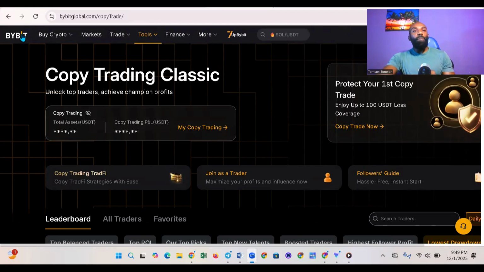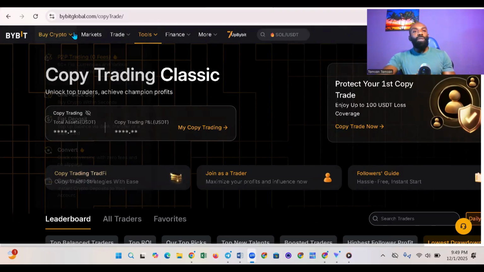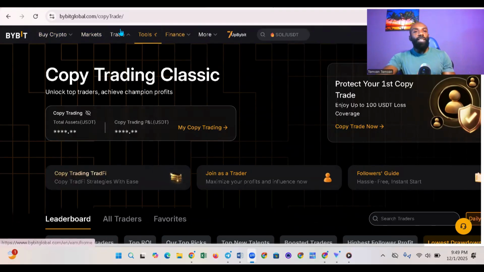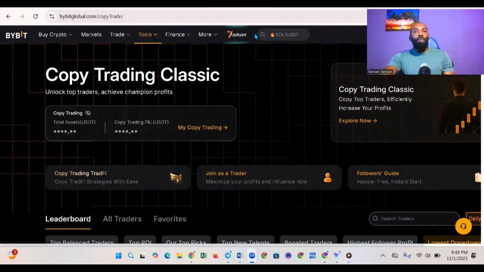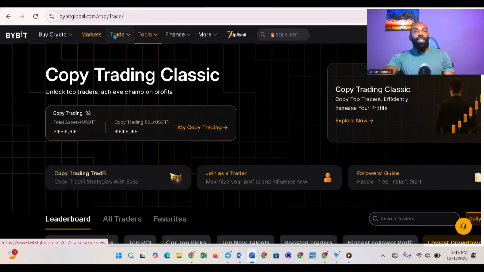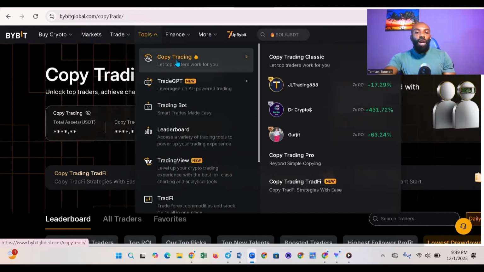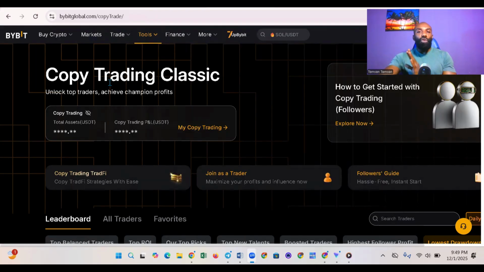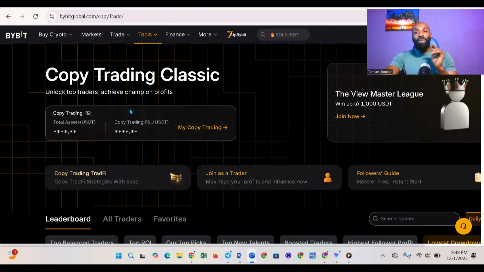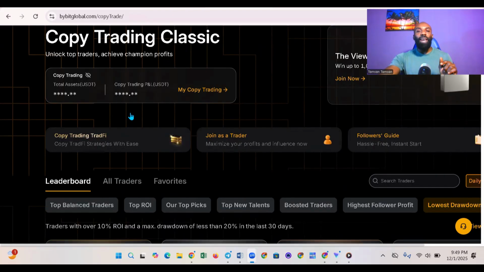So when you sign up on Bybit, you're just going to come up here. You can see those things up here: crypto market, trade and all that. All you need to do is come to where it says tools here. When you hover your mouse over the tools, you're going to see what is called copy trading at the top here. Now when you click on this copy trading, it's going to bring you to this interface. This is where the magic is going to be happening, right?